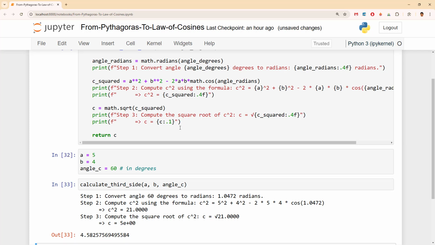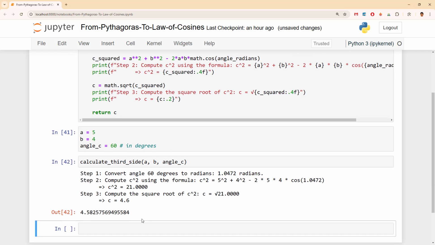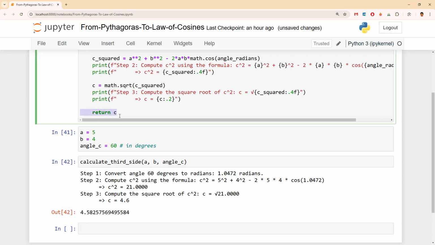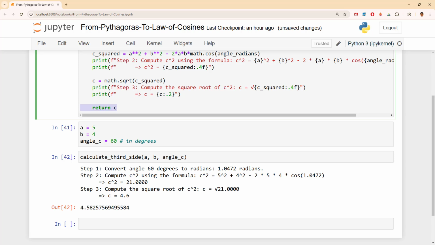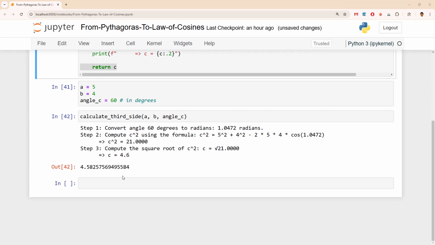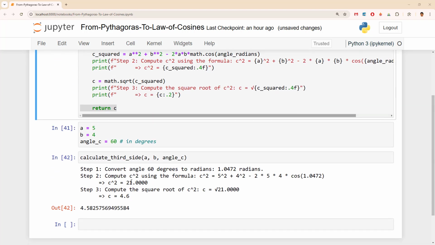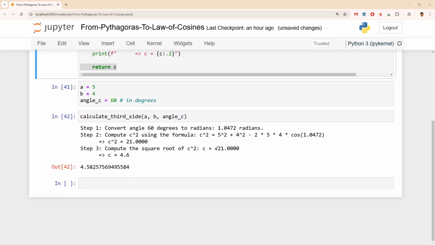Let's see. Okay. 4. What about 3? Yeah, this is probably better. What about 2? Yeah, 4.6. This is the way it should be. And of course we return c as we are returning it because we can use it further. So far so good. Let's try to plot this triangle, and the question would be how.